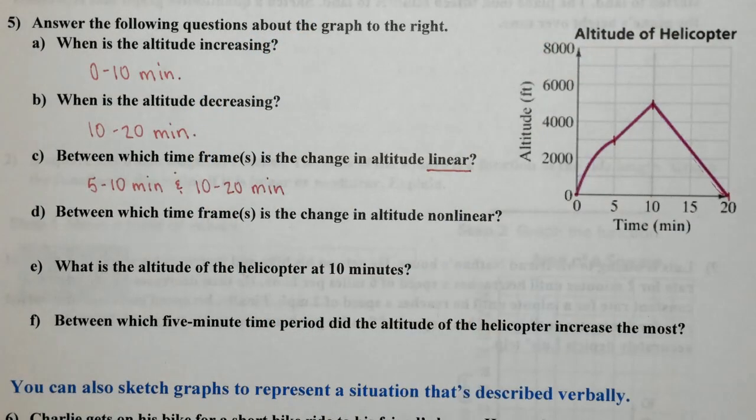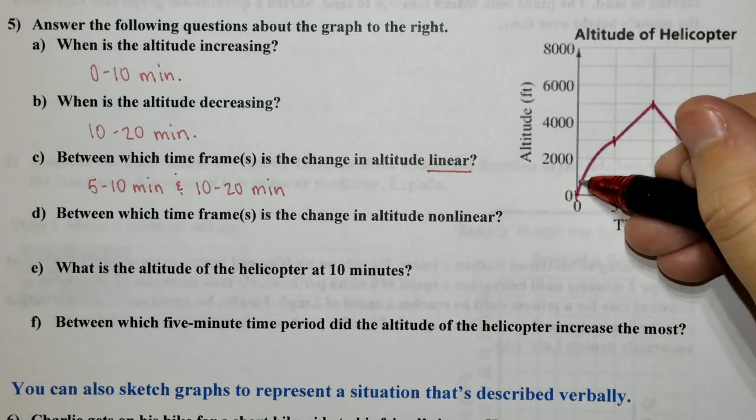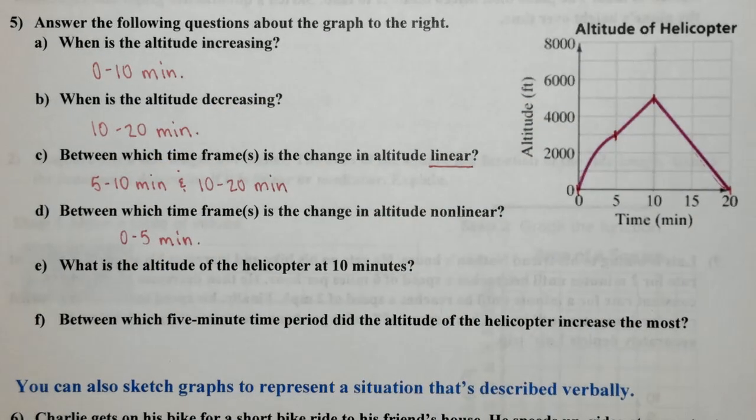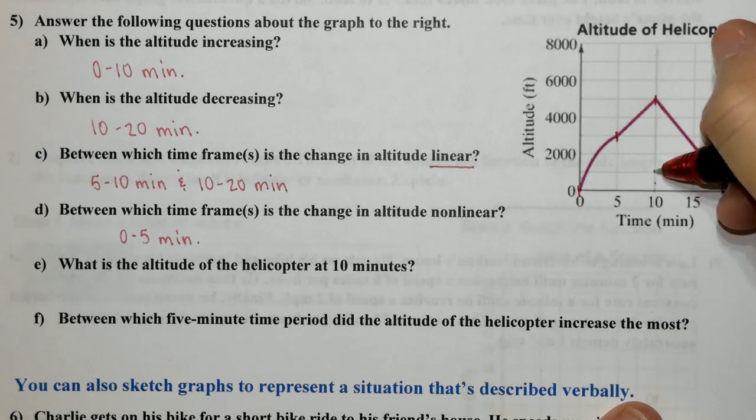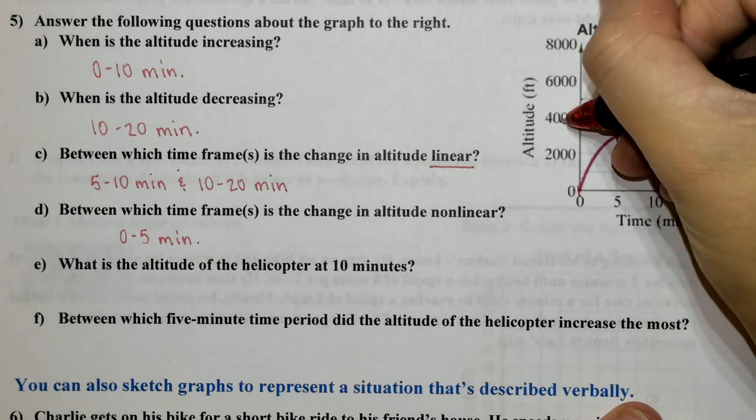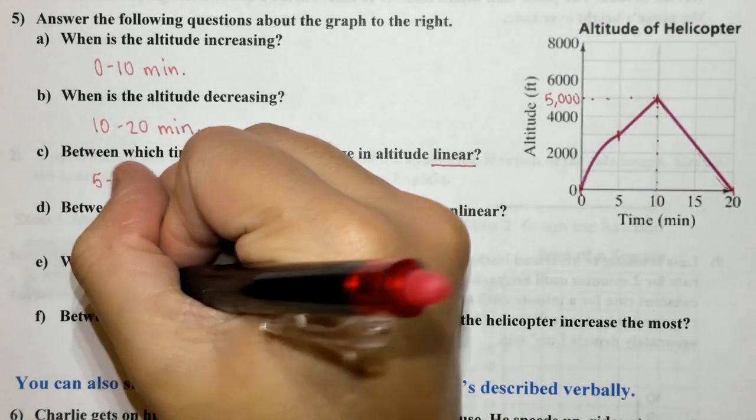Okay. It says between which time frame is the change in altitude nonlinear? From 0 to 5 minutes. That is not a straight line, it's curved, so we're going to say 0 to 5 minutes. Okay, it says what is the altitude of the helicopter at 10 minutes? Well, at 10 minutes, the altitude hits over here, and that's between 4,000 and 6,000, so it would be 5,000 feet.